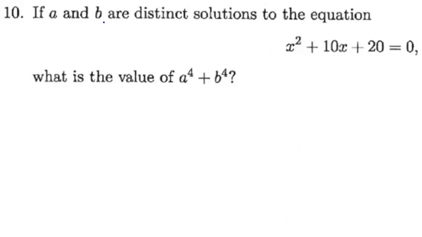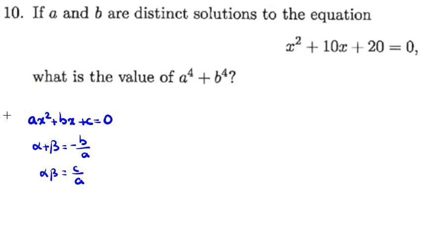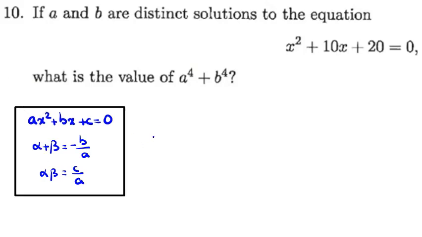Okay, problem number 10. If a and b are distinct solutions to the equation, what's the value of this? Okay, so we have a famous rule: ax squared plus bx plus c equals 0. If alpha and beta are the roots, alpha plus beta will be negative b over a, and alpha beta equal to c over a. Now we want to use this formula to solve this problem. So a and b are roots of this equation, so a plus b equal negative b over a, negative 10, and ab equal to c over a, it will be 20.